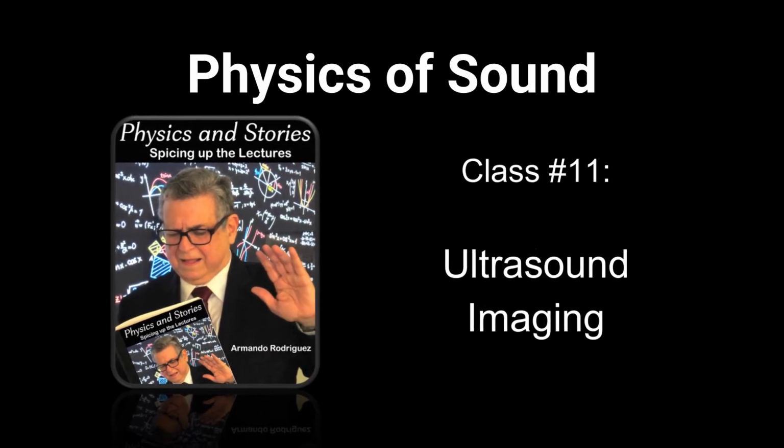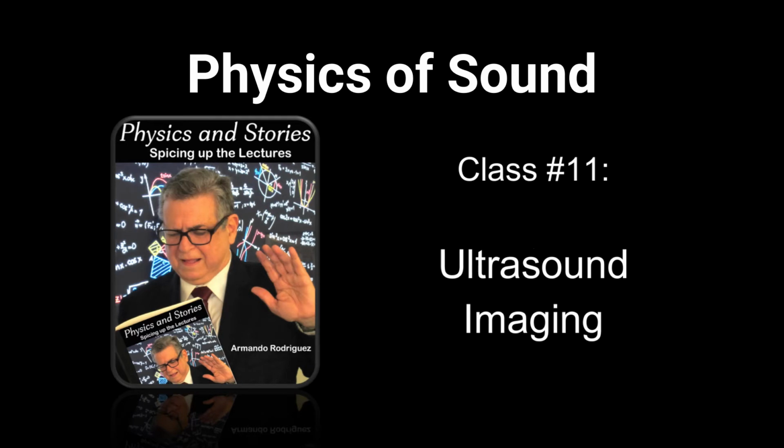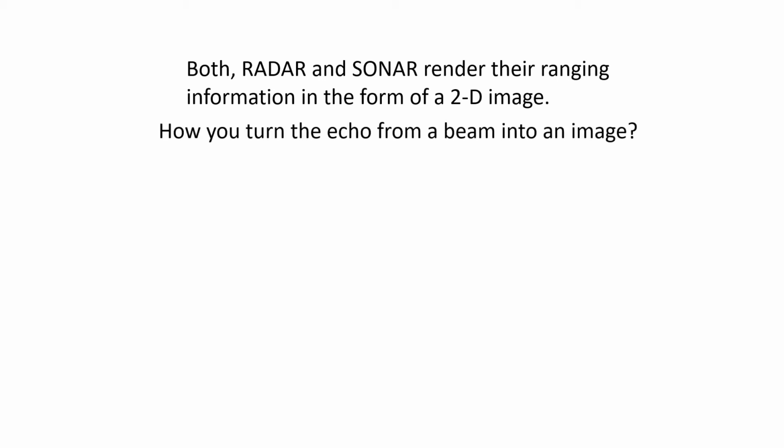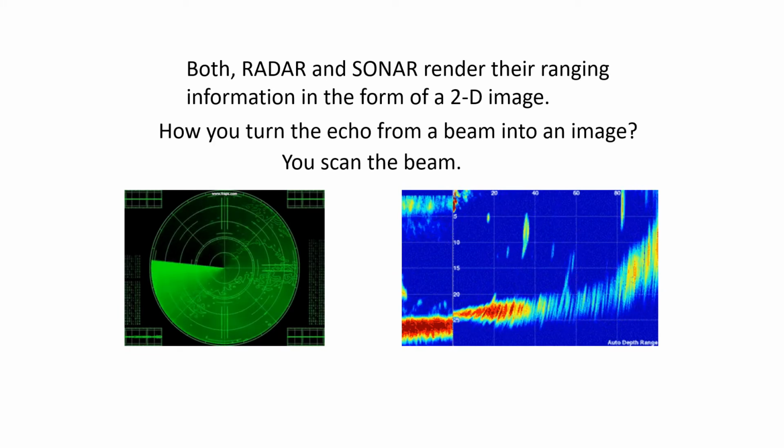This is class number 11 on ultrasound imaging. Both radar and sonar render the ranging information in the form of a 2D image. But how do you turn the echo of a beam into an image? Well, you scan the beam.